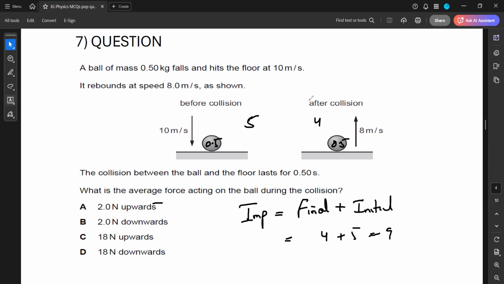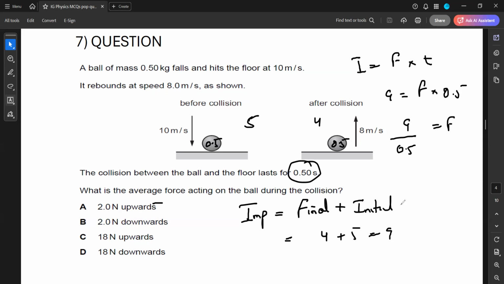But the question was the force. How can we work out the force? We have the formula that impulse is force multiplied by time. So impulse is 9, the force we don't know, and the time interval is also 0.5. So this 0.5 is multiplied, so on the other side it will be divided. So 9 divided by 0.5 is equal to 18. So the force is equal to 18 newtons.